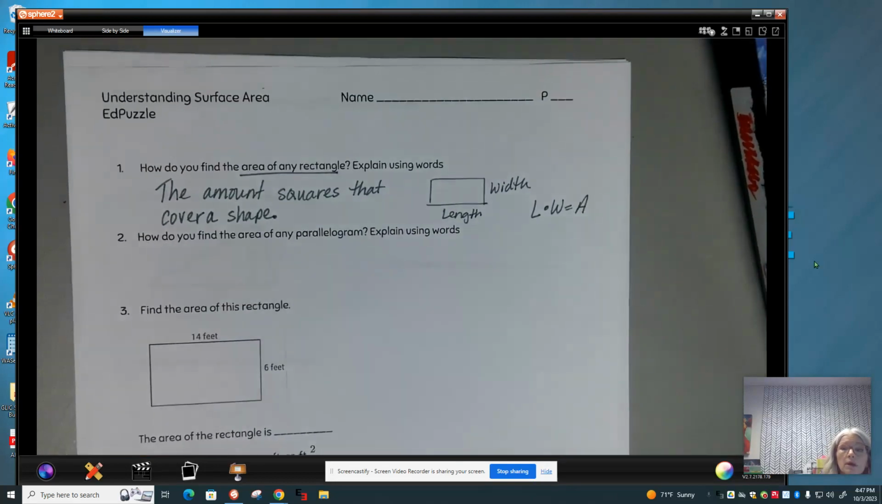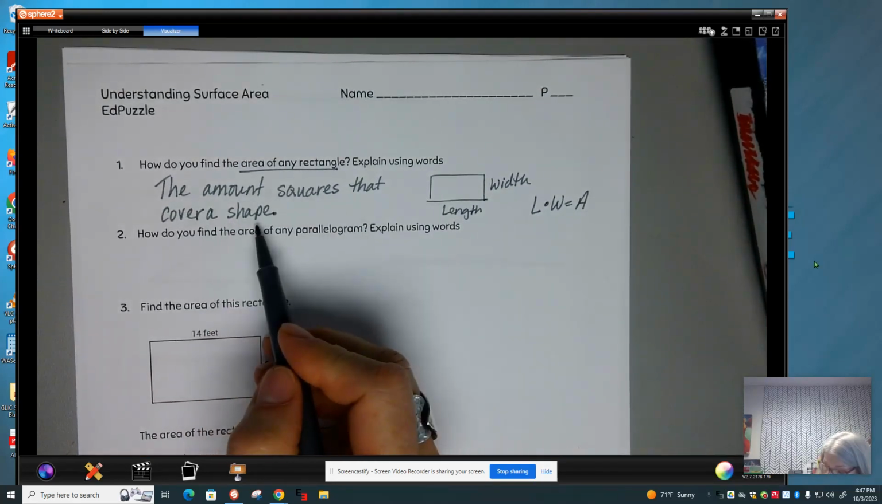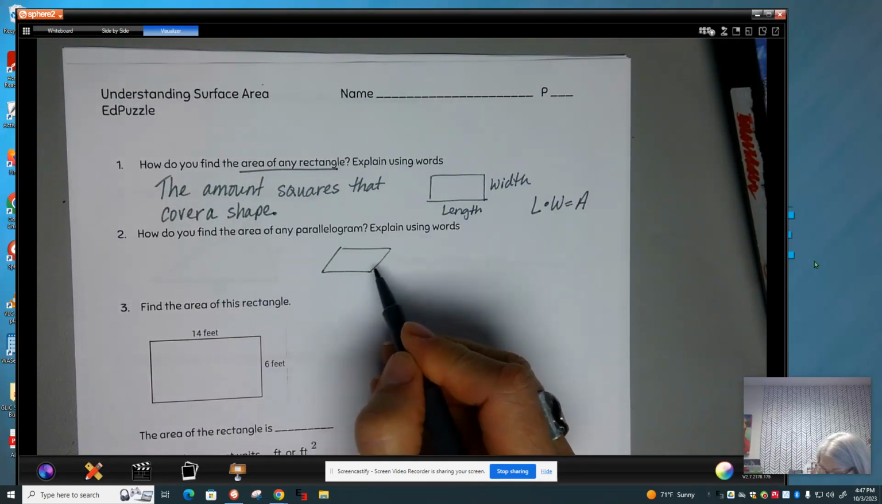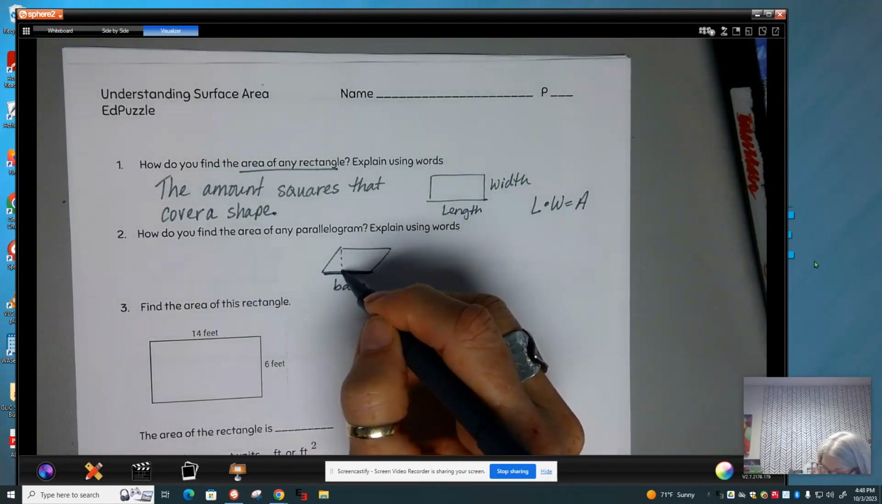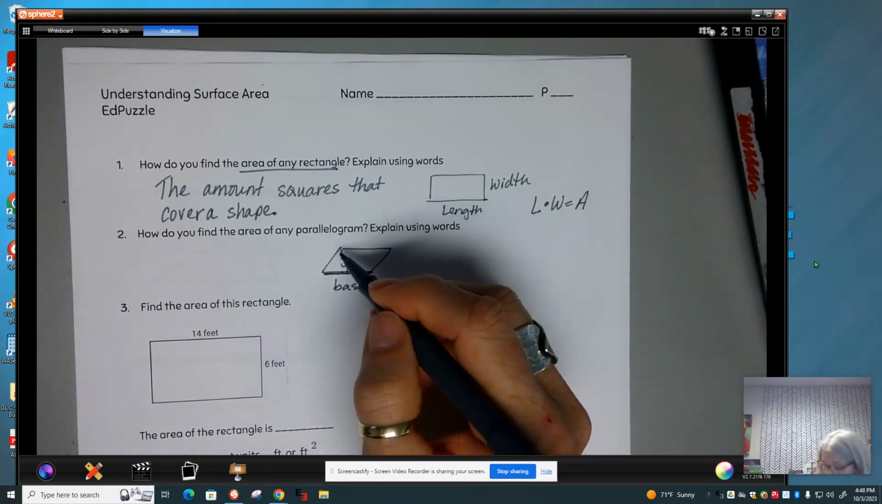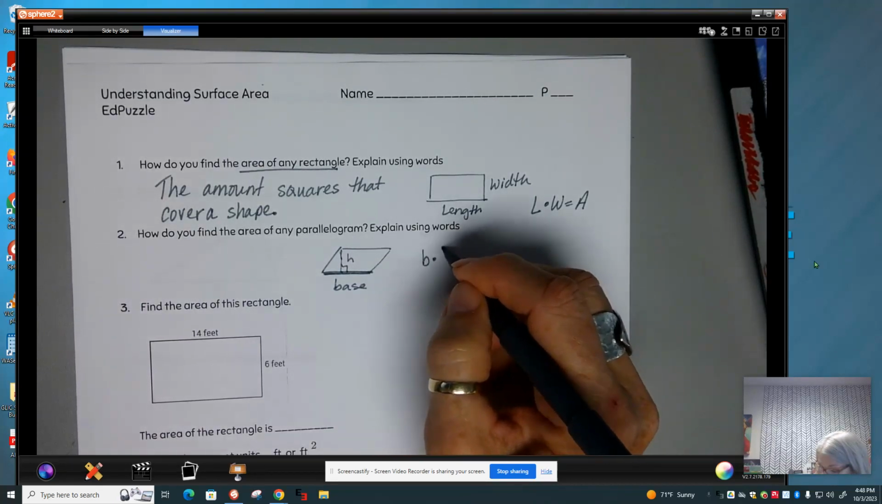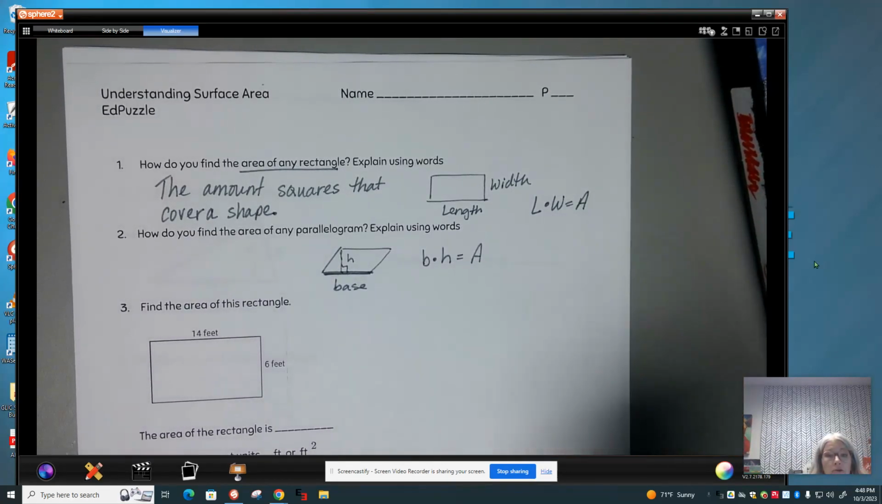Okay. Now, a parallelogram, we're still having the amount of squares that cover a shape, but our parallelograms are shaped more like this. And what we found is that this we call the base, and then we have a height that is at a 90-degree angle to the base, and so we do base times height equals area, two of the similar measurements.